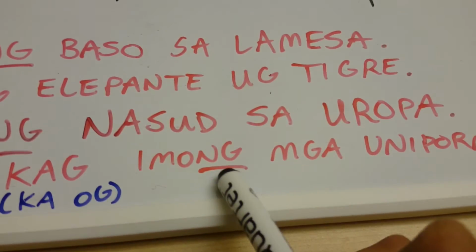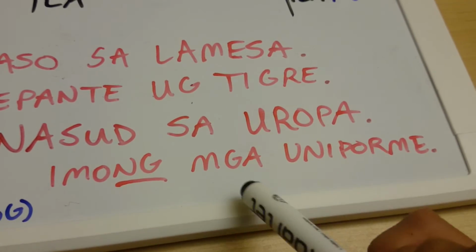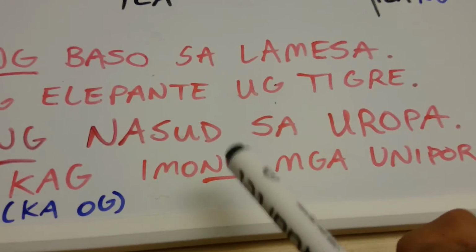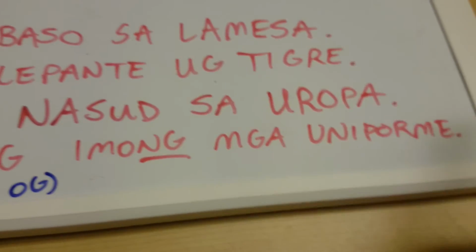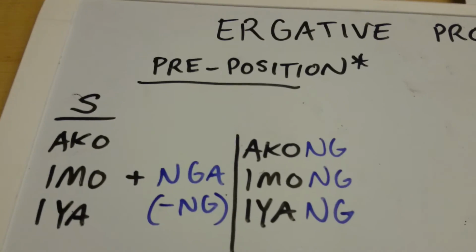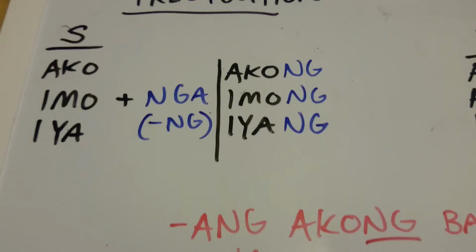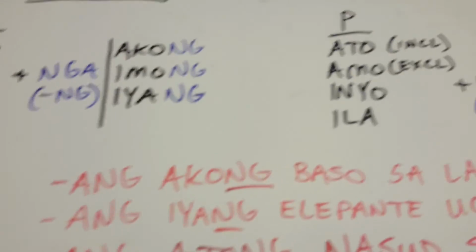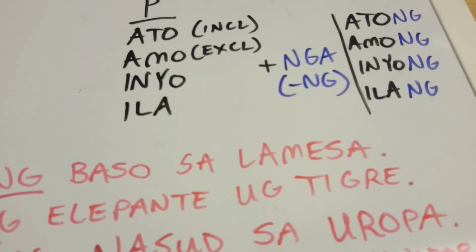And this imong again, that ng ligature, connects this noun, mga uniforme, which is the uniforms, with this ergative pronoun: imo nga mga uniforme, or more casually, imong mga uniforme, which has a better conversational flow. In the next video after this one, I will explain the postpositions, but this is kind of tricky, so if you need to, just replay, pause, and let it soak in. I know it's a lot for just a silly 10-minute video.